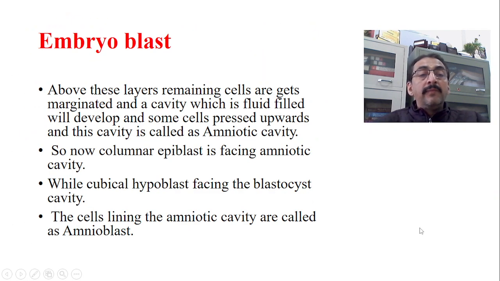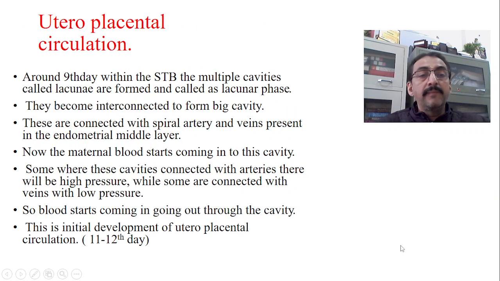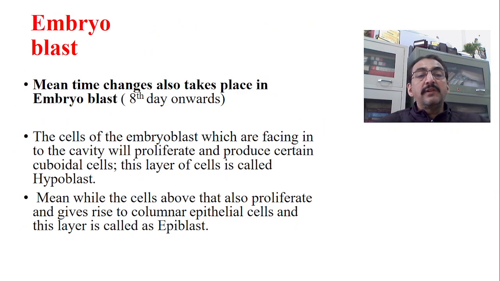Now we will continue. The columnar epiblast layer is facing the amniotic cavity, and the cuboidal hypoblast is facing the blastocyst cavity. Now you can see again here. See, this is the blastocyst. You know that blastocyst cavity, isn't it? This is trophoblast and this is blastocyst cavity. Now this particular epiblastic layer is facing towards the amniotic cavity, and this hypoblast layer is facing towards the blastocyst cavity.